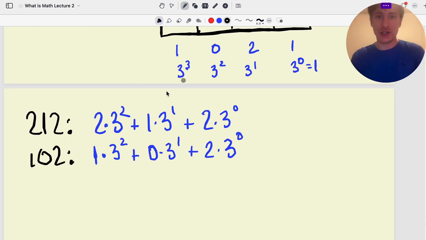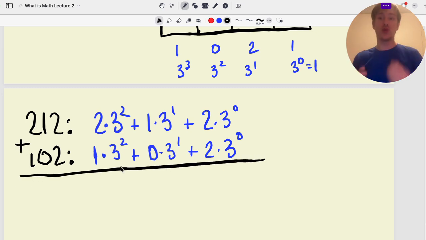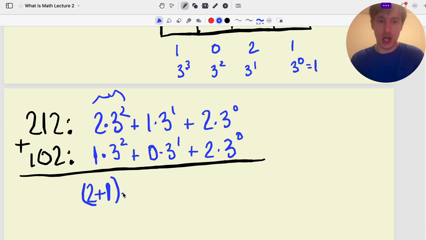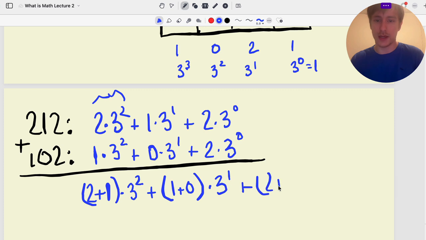Well, if I want to add these two numbers, I can do that just fine because we talked about the distributive property. With these groups, for example, I can factor out the 3 squared. And what I end up with is 2 plus 1. So I have 2 plus 1 copies of 3 squared, plus 1 plus 0 copies of 3 to the first, plus 2 copies of 3 to the 0.